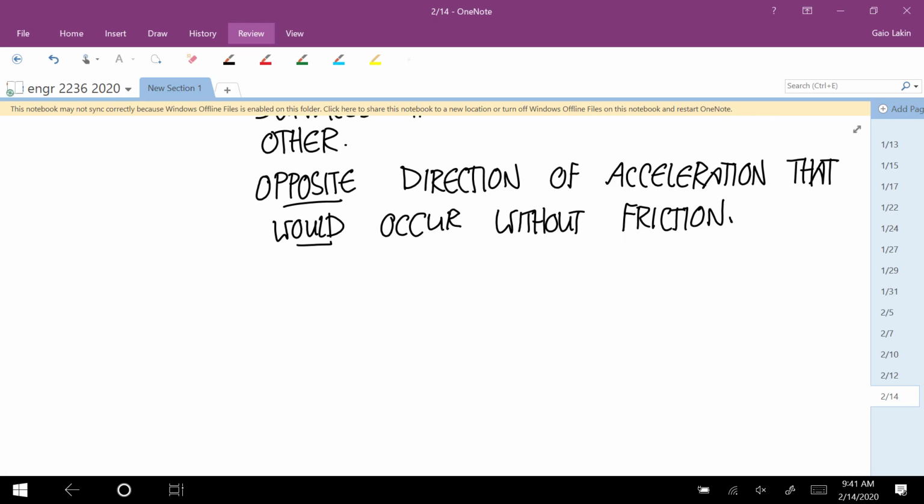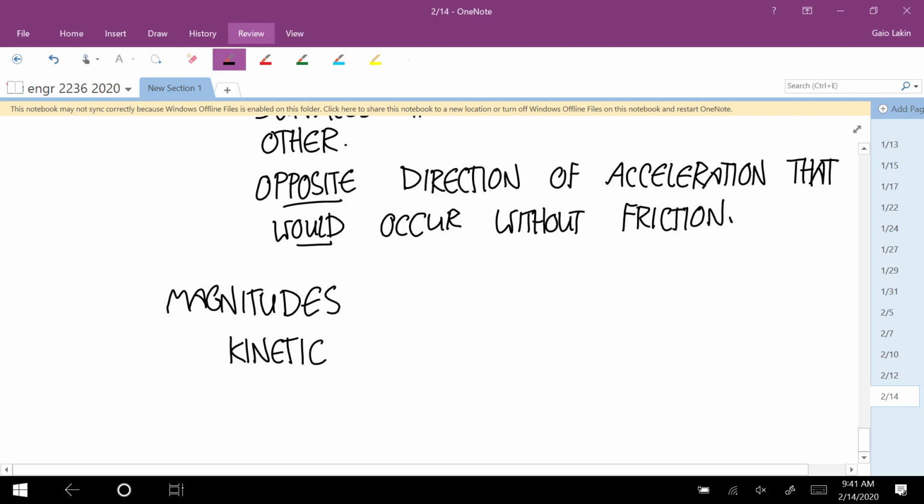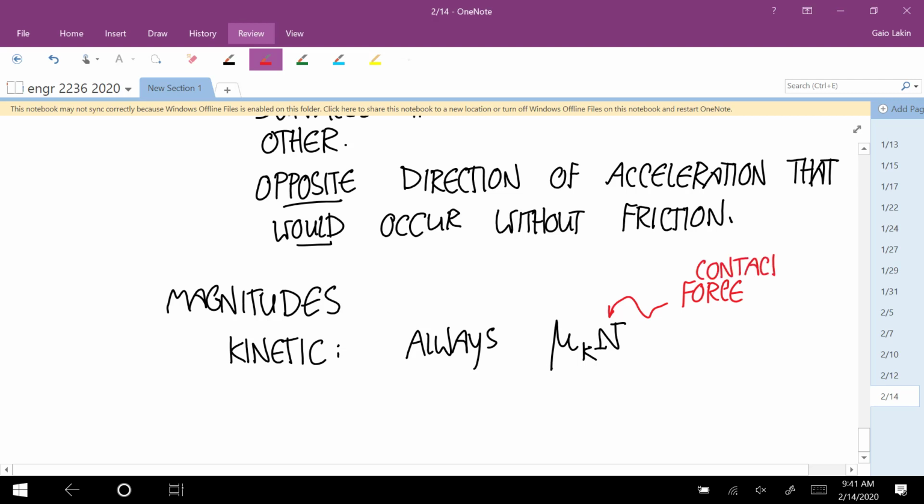Okay, so the magnitudes of the friction forces. For kinetic friction, it's always the coefficient of kinetic friction, mu sub k, times the normal force, the force pushing the surfaces together, the contact force, let's say, between the surfaces.